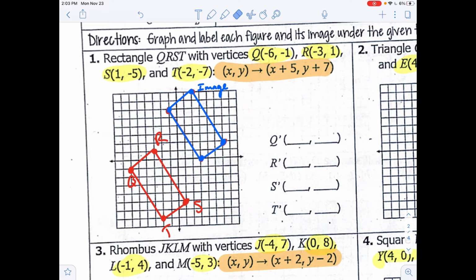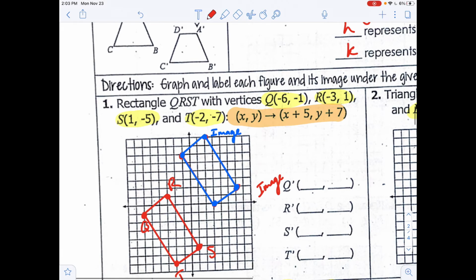I start with QRST, and I'm going to go to Q prime, R prime, S prime, and T prime. Just like we said, this is our image. The primes are our image, our ending point, and the pre-image, our starting point, is always just regular old letters, always capital. So look at our rule highlighted in orange. XY goes to x plus 5 and y plus 7.